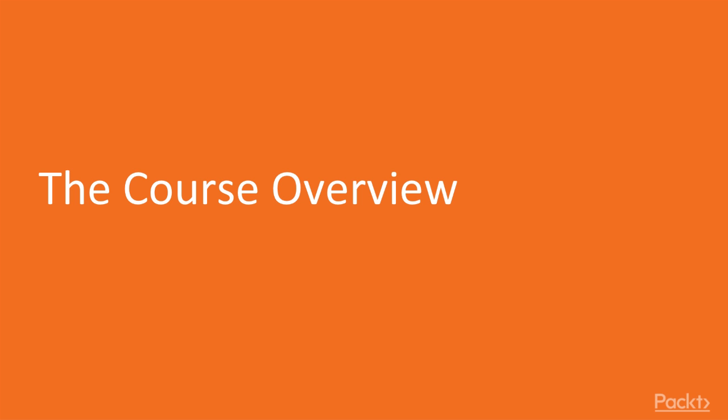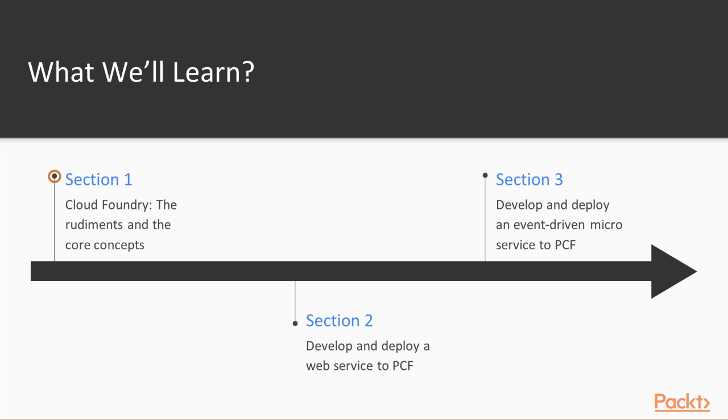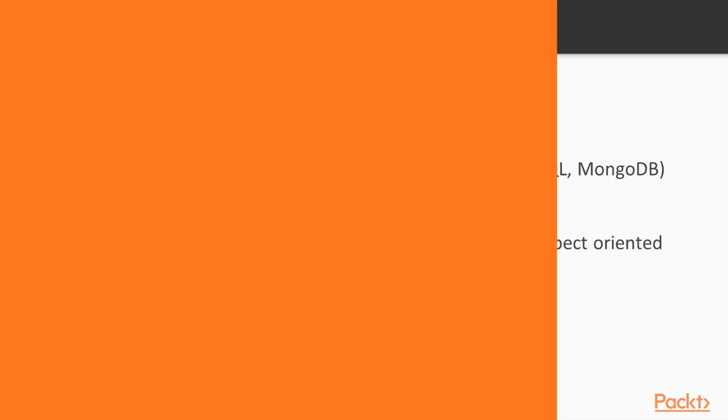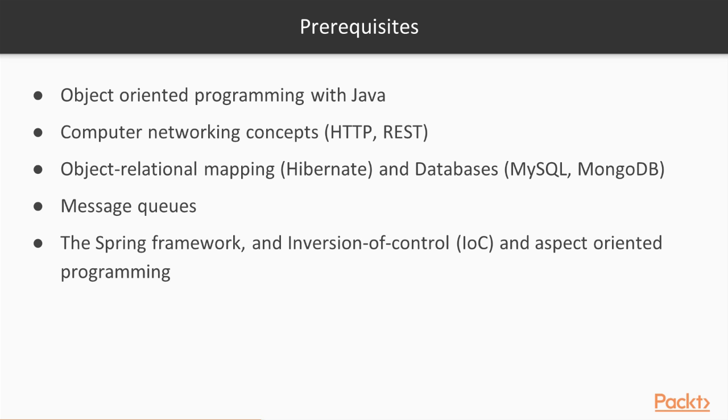In this course, there's 3 sections. The first section is Cloud Foundry, the rudiments and core concepts. So we're not going to be doing any coding in Section 1, but in Section 2 we'll be developing and deploying a web service to PCF, and in Section 3 we'll be developing and deploying an event-driven microservice architecture to PCF. There's some preliminary concepts that are nice to have for this course, although it is mostly self-contained.